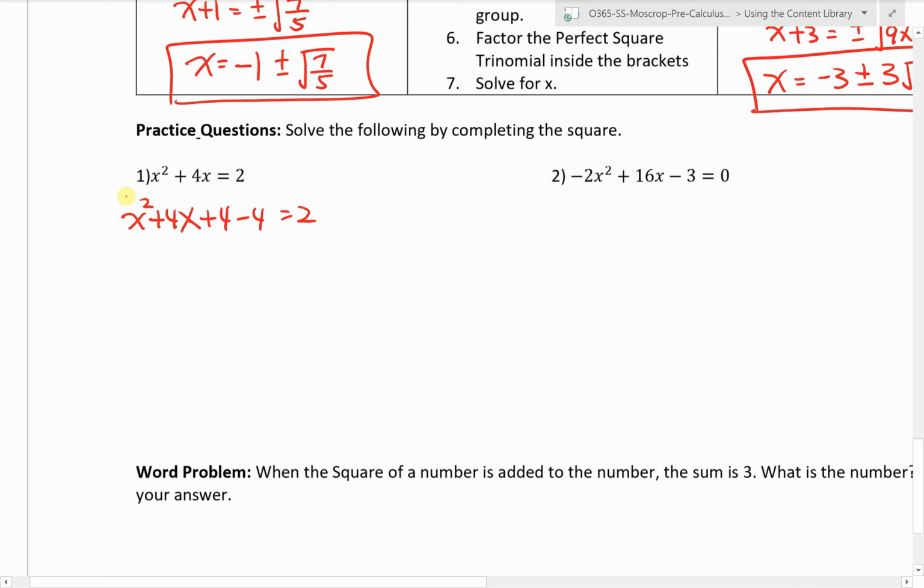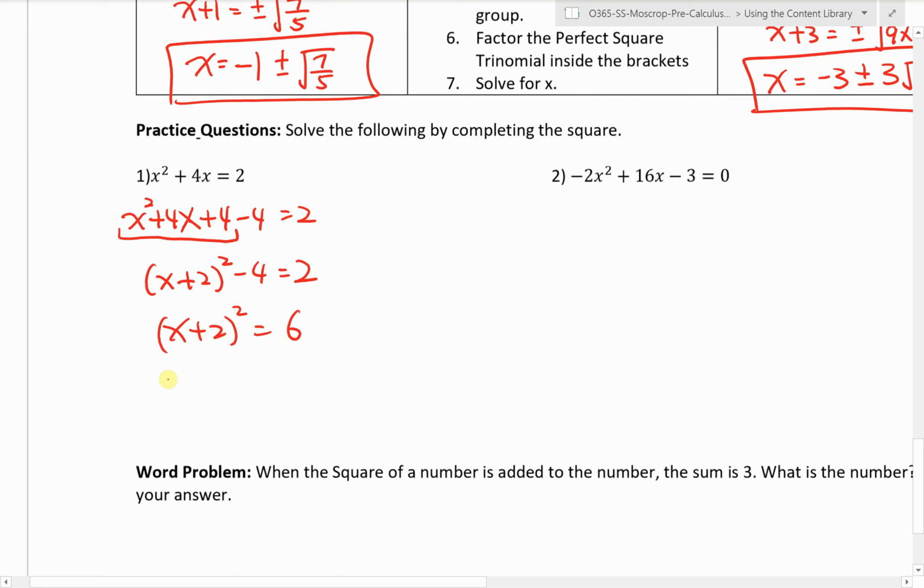Again, the leading coefficient here is 1, so really you don't need to put them in brackets. If you did, that's perfectly okay. Now, the first 3 terms would be a perfect square. That is just x plus 2 squared. We still have the minus 4 there. Now I can move the minus 4 to the right because this is just a square term with a constant, or with 2 constants, I guess. Move it to the right, I got a 6.